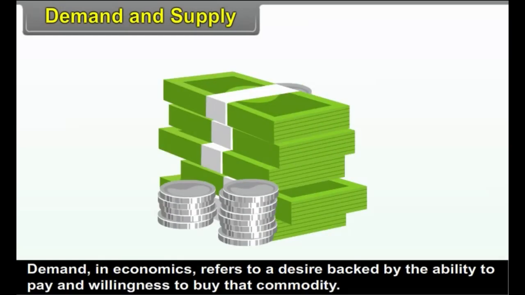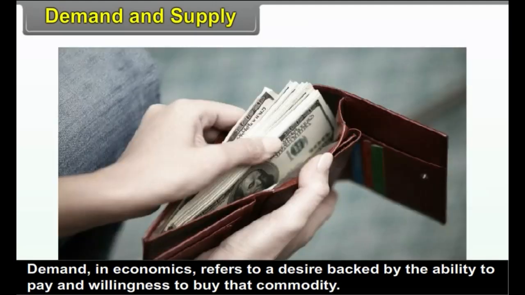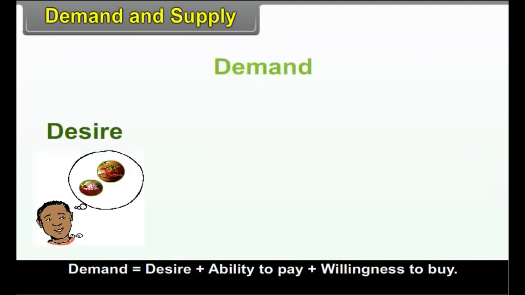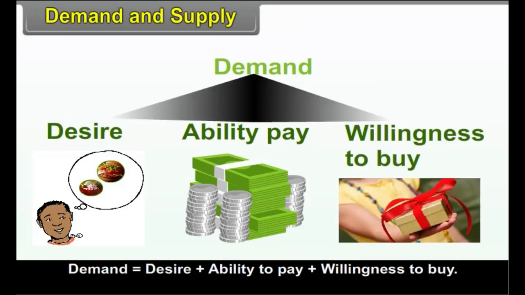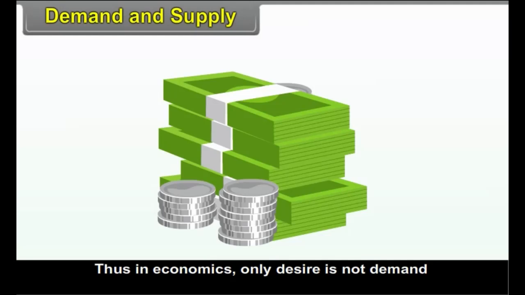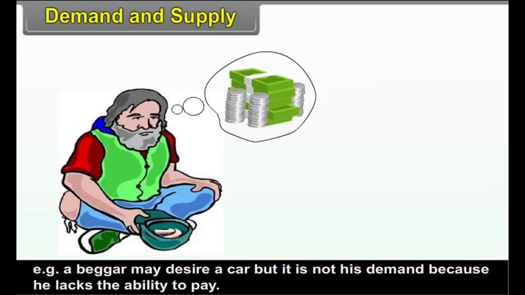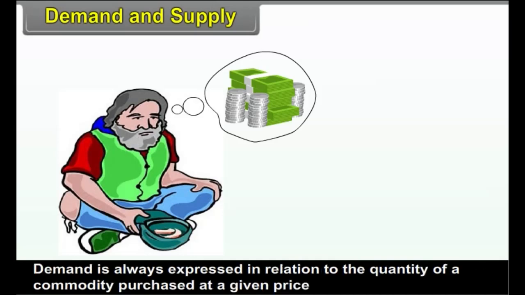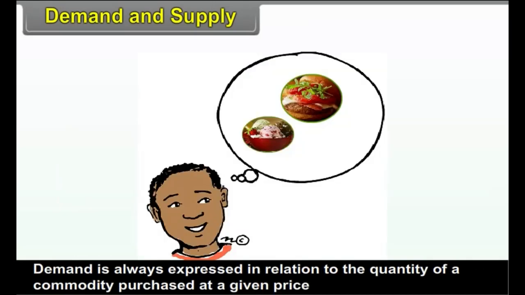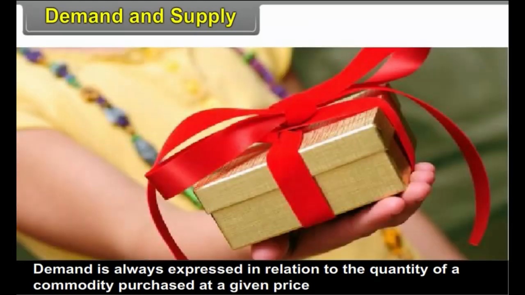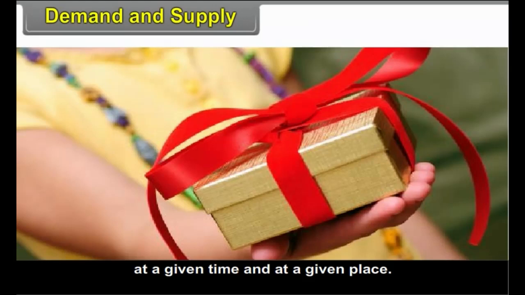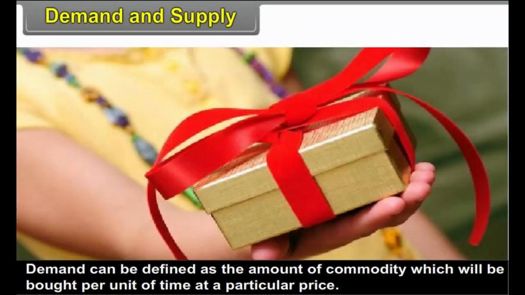2.6 Demand and supply. Demand. Demand in economics refers to a desire backed by the ability to pay and willingness to buy that commodity. Demand is equal to desire plus ability to pay plus willingness to buy. Thus, in economics, only desire is not demand. For example, a beggar may desire a car, but it is not his demand because he lacks the ability to pay. Demand is always expressed in relation to the quantity of a commodity purchased at a given price, at a given time, and at a given place. Demand can be defined as the amount of commodity which will be bought per unit of time at a particular price.